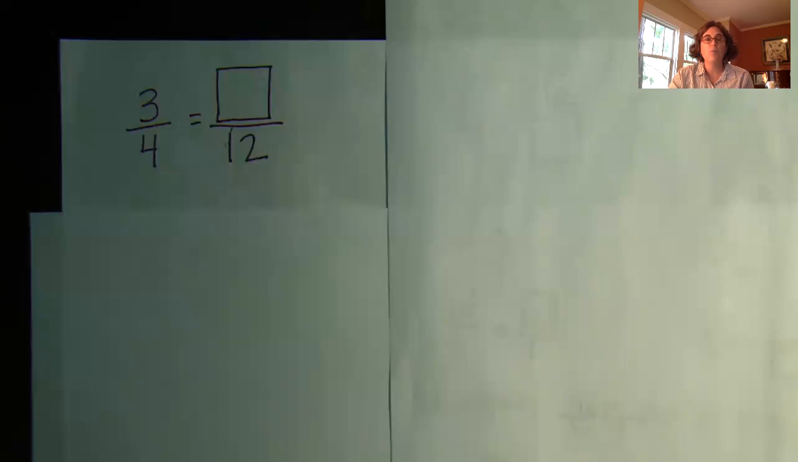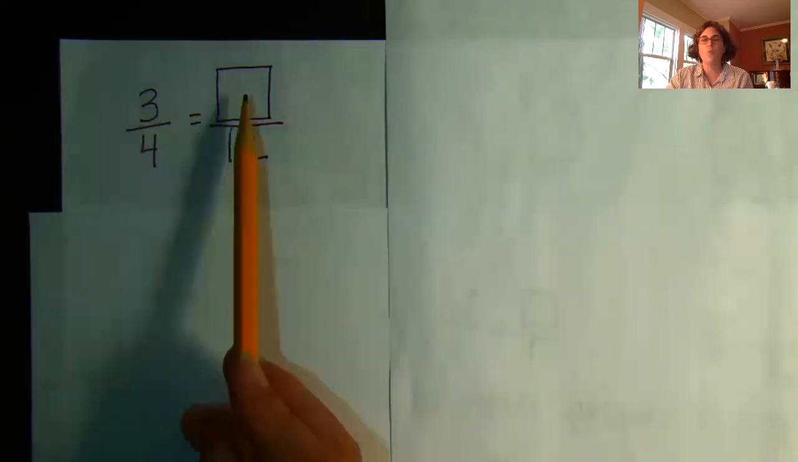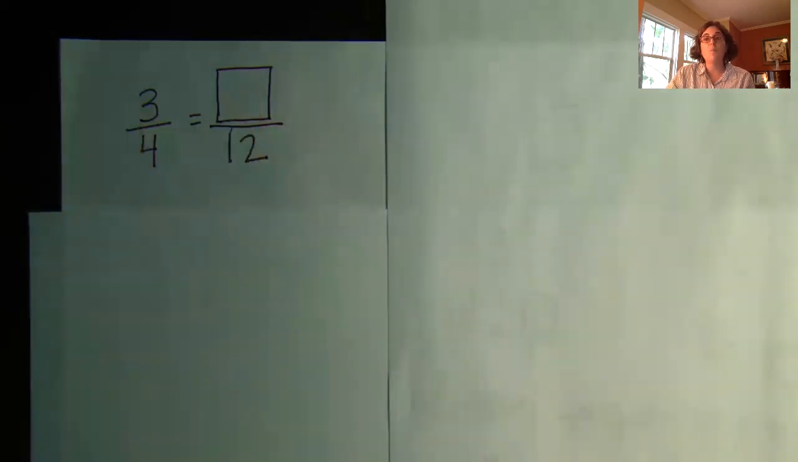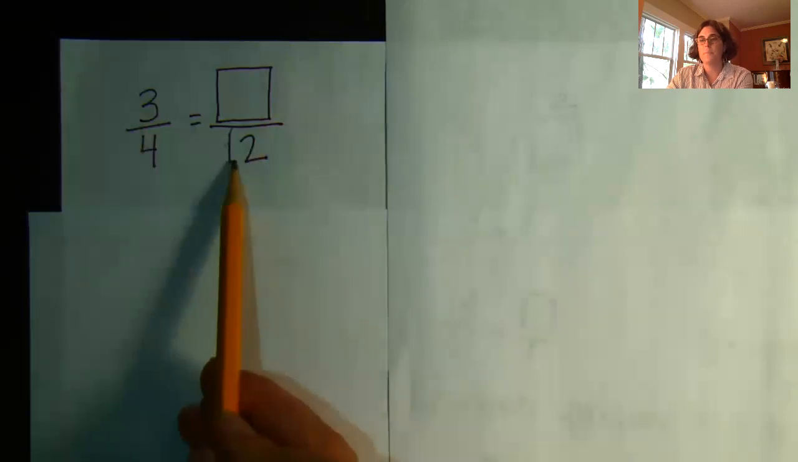Now remember, there are a few different ways we can create equivalent fractions. We can use multiplication to create equivalent fractions. So that's what we're going to do here in this first problem. 3/4 equals what number over 12? Now remember, as long as we multiply both the numerator and the denominator by the same number, we will have an equivalent fraction. So in my head, I have to think, what number am I going to multiply 4 by to get to 12?